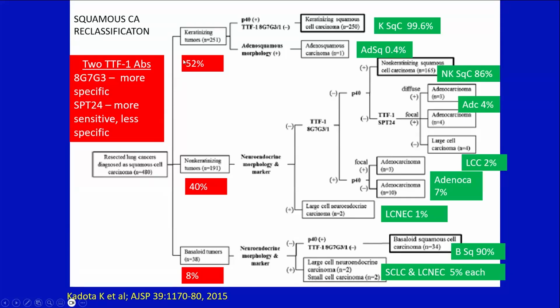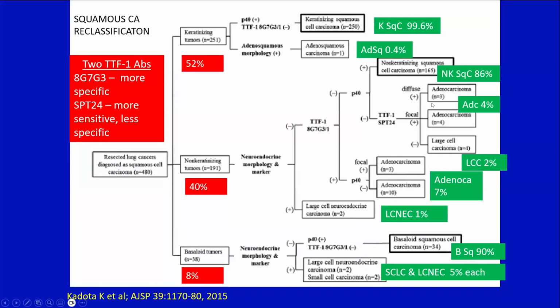So there were 52% that turned out to be keratinizing tumors, and all of these had P40 expression. There was one that also had an adenocarcinoma component, so an adenosquamous. These are the non-keratinizing tumors, which are 40%, and these are the basaloid tumors, which are 8%. And as you can see, as we work through the evaluation, we had some cases that turn out to be large cell neuroendocrine carcinoma, and some that turn out to be large cell carcinoma.